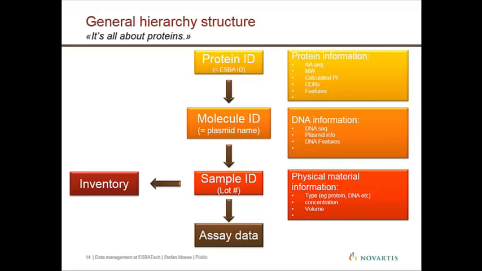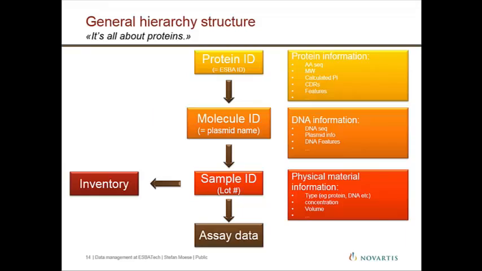One would be the protein, one would be the molecule, which would be a DNA or something like that. And then from this, you would manufacture a sample. And then the sample actually would be what you would be using in assays, or which would be stored. So the sample is actually the physical material. All of the other stuff is just information.